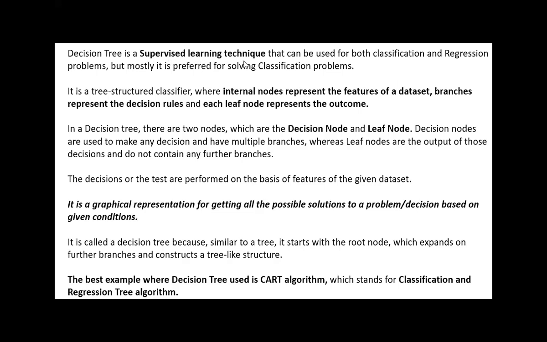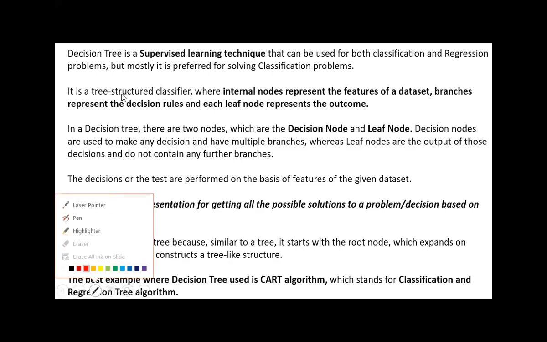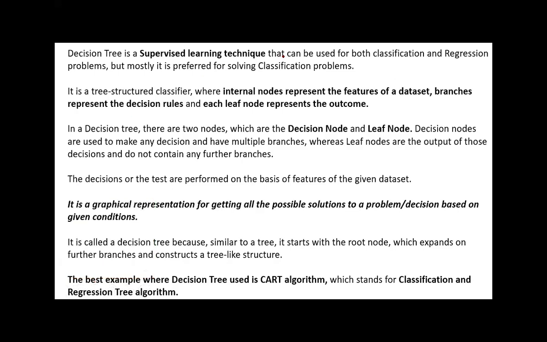Decision tree is a supervised learning technique, my dear friends. Supervised learning technique that can be used for both classification and regression problems. But generally, it is used only for classification problems. So it is a tree structure classifier where internal nodes represent the features of a data set, branches represent the decision rules, and leaf nodes represent the outcome, something like this.